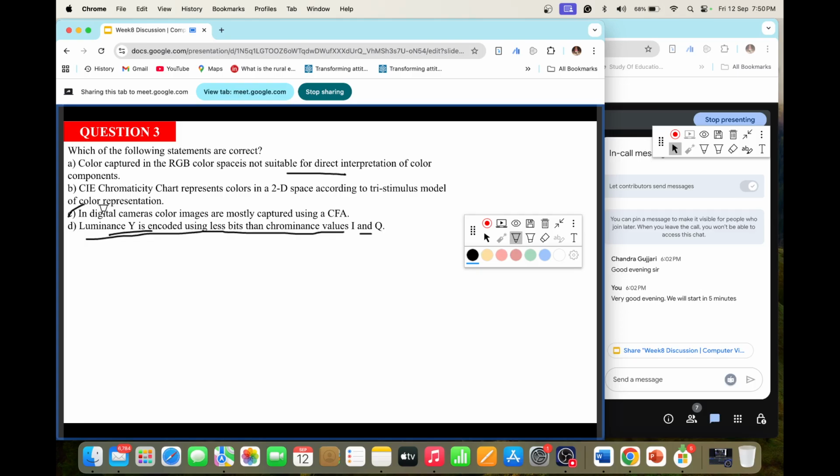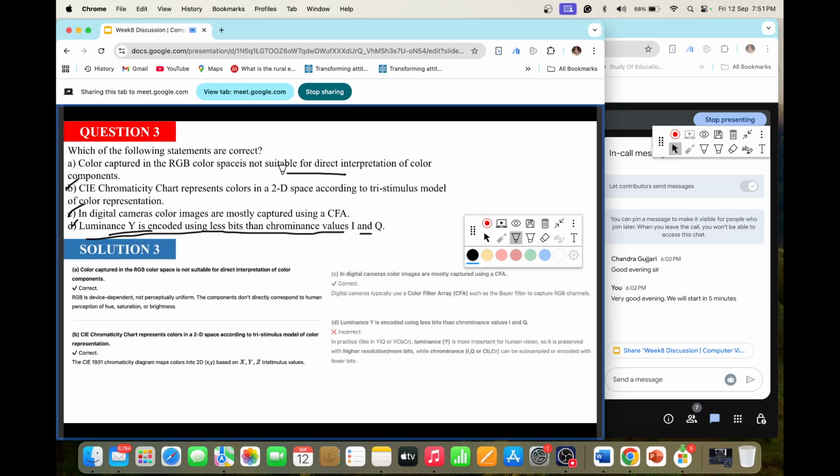And this is also correct. That is, in digital camera, color images are mostly captured using CFA. So this is correct. CIE chromaticity represents the color in 2D space according to a tri-stimulus model, that is CIE XYZ model, that is M into the RGB that we have just done in the previous question. So option B is also correct. Option A, I have doubt, color captured in RGB color spaces is not suitable for direct interpretation of color component. That is false according to me, okay. So no, option A is also correct.